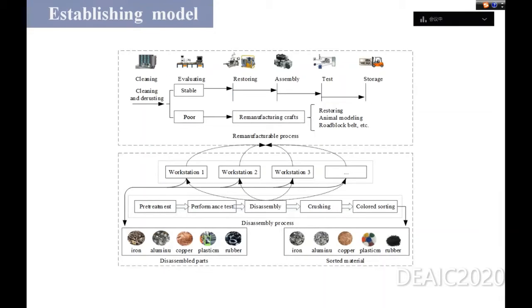Look at the picture. This is the model we established. In the first stage of the disassembly process, it mainly contains pre-treatment, performance test, disassembly, crushing, and sorting, and the second stage contains cleaning evaluation, restoring assembly test, and storage.